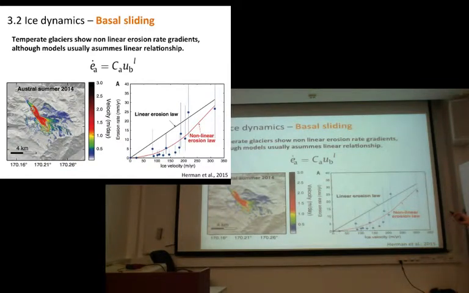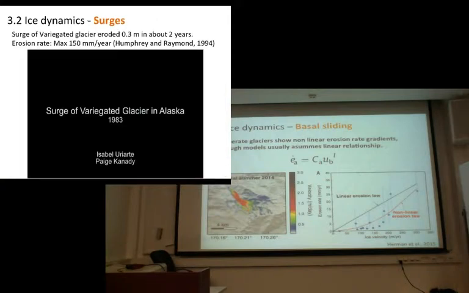That's one important thing. L equal 2. It controls this basal sliding. How does it make the erosion rate vary?